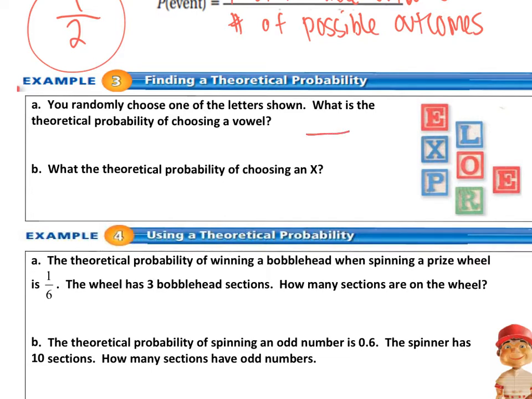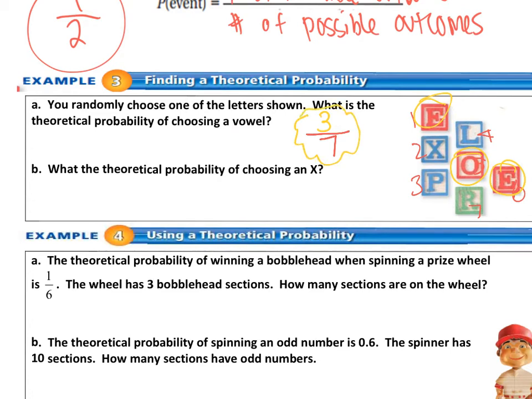So we have the number of possible outcomes. We have 1, 2, 3, 4, 5, 6, 7 blocks we could pick from, so there are 7 possible outcomes. Now we have to look at all the vowels. We have 1 vowel, 2 vowel, 3 vowel. So the number of favorable outcomes, there are 3. So the theoretical probability is 3/7.